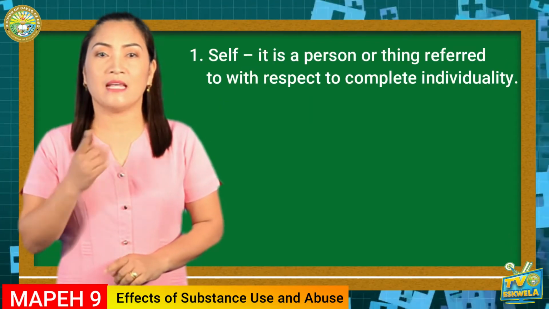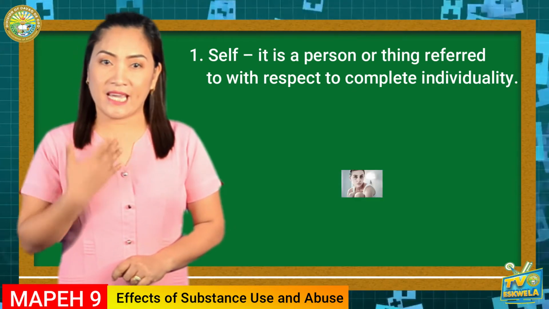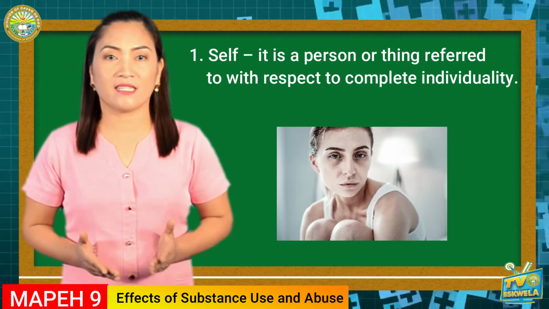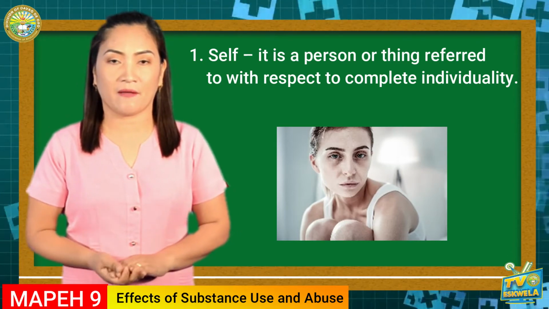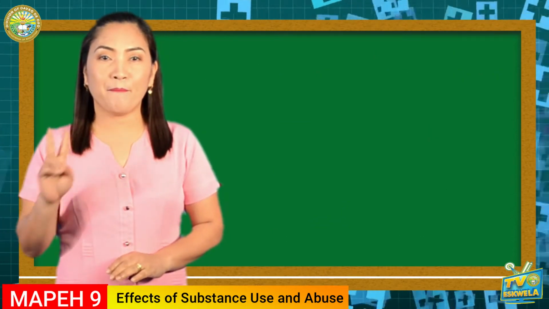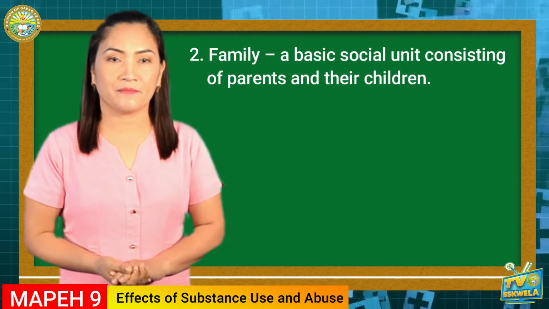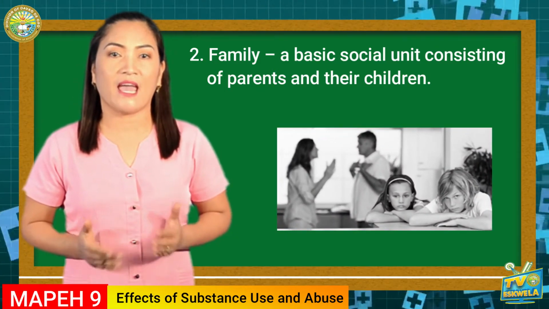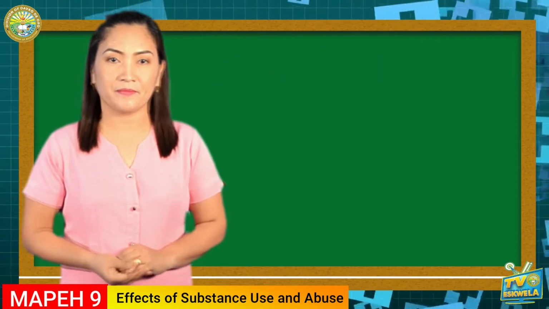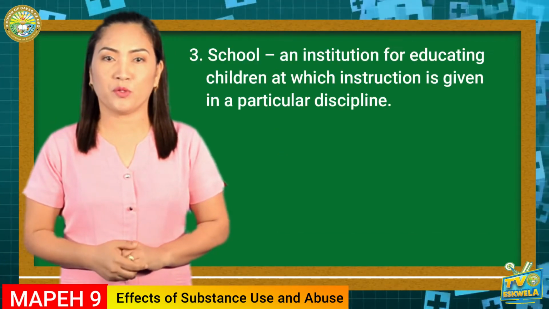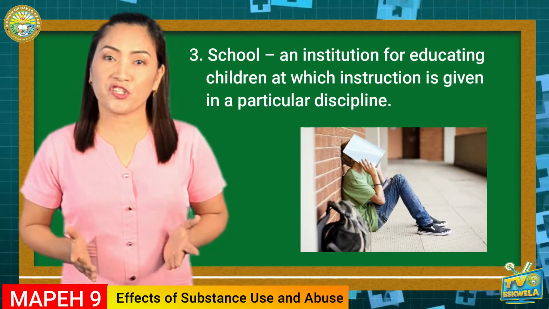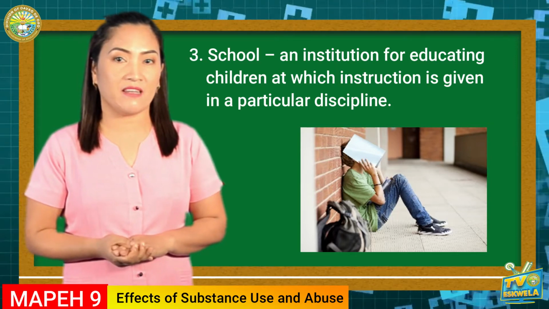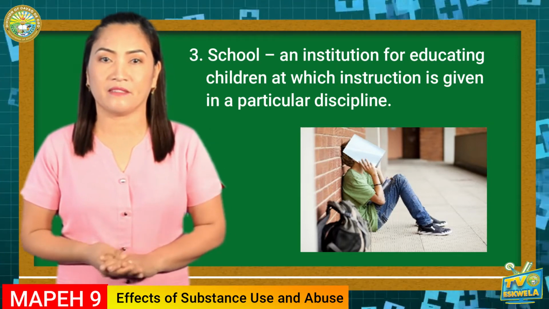Number 1, self. It is a person or thing referred to with respect to complete individuality. Number 2, family. A basic social unit consisting of parents and their children. Number 3, school. An institution for educating children at which instruction is given in a particular discipline.